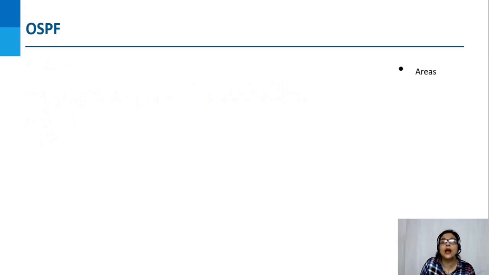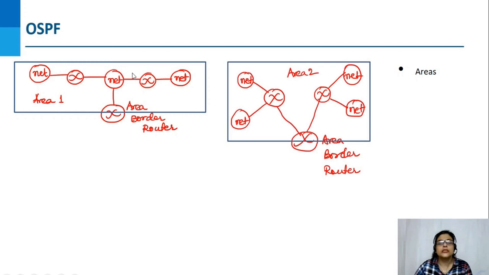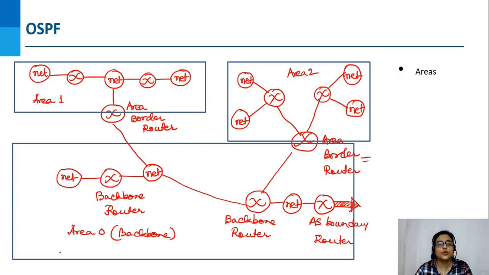So let us understand how the areas are created. In a domain, this is one area having networks and the routers, and there should be a border router at the boundary of area. So this is area 1. Similarly, we can have another area 2 having different networks and the routers. There should again be an area border router at the boundary of this area. Next, there should be another area 0, which is known as the backbone. Now this backbone should be connected to all other areas.